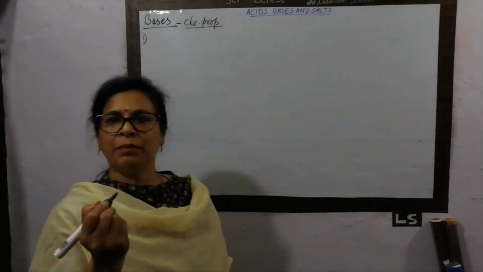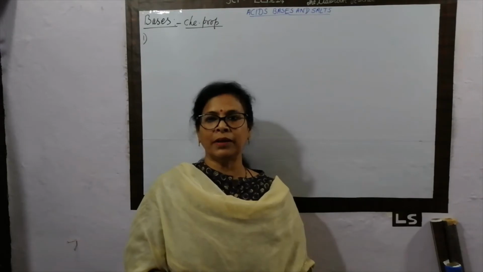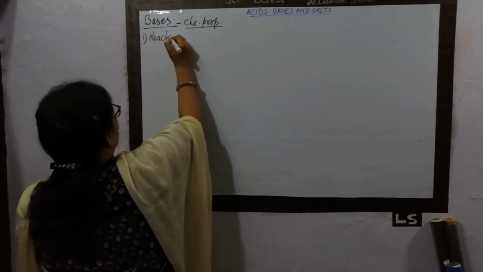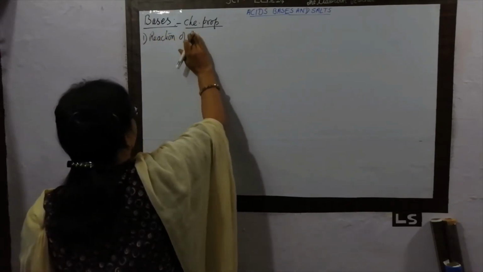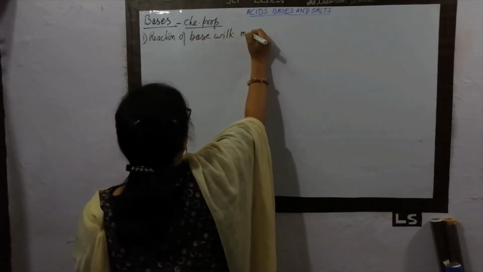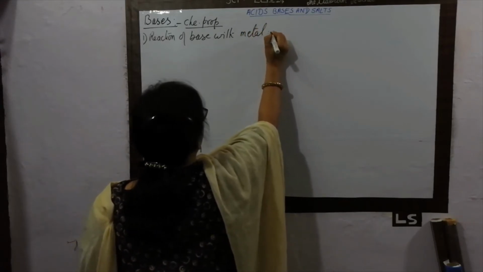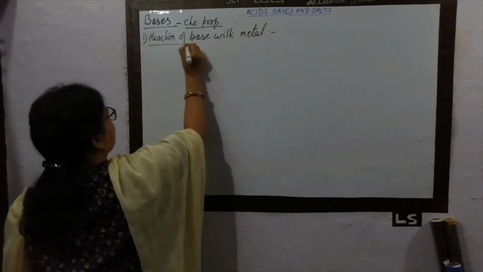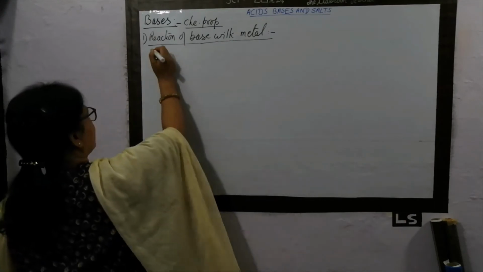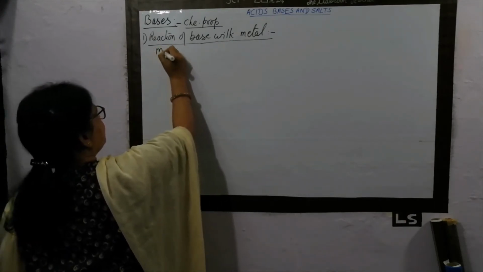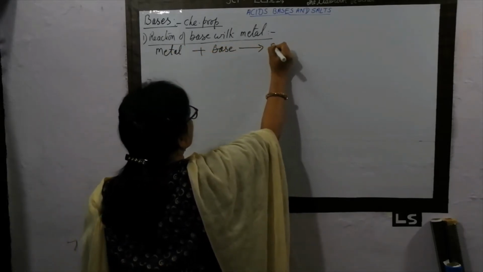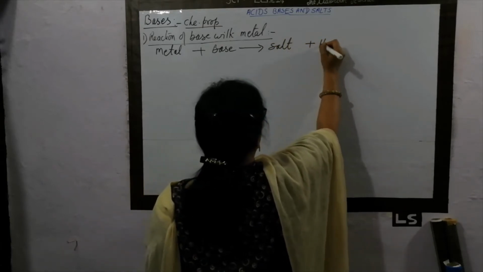Okay. Now what is the first chemical property? When base combines with metal, again they form salt and hydrogen. Reaction of base with metal. What happened when the base combines with metal? It forms salt. When metal combines with base, salt is formed with releasing hydrogen gas.